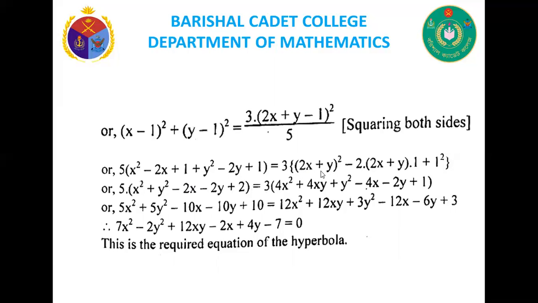Again expanding the formula of (a plus b) whole square, 4x square plus 4xy plus y square, then minus 4x minus 2y plus 1. Then multiplying this portion by 5, we get 5x square plus 5y square minus 10x minus 10y plus 10. This is equal to 12x square plus 12xy plus 3y square minus 12x minus 6y plus 3. Then taking all the terms to the left hand side and calculating this, we get 7x square minus 2y square plus 12xy minus 2x plus 4y minus 7 equal to 0. And this is the required equation of the hyperbola.